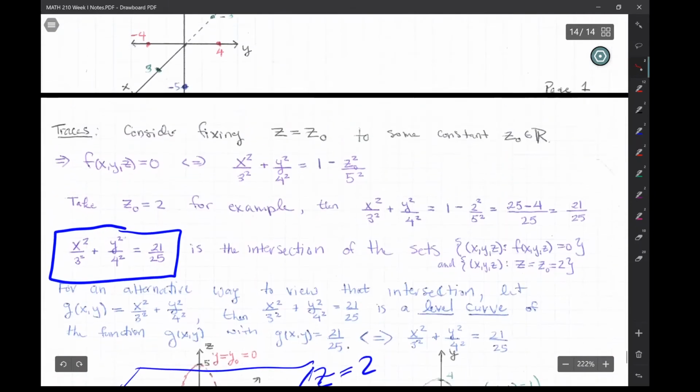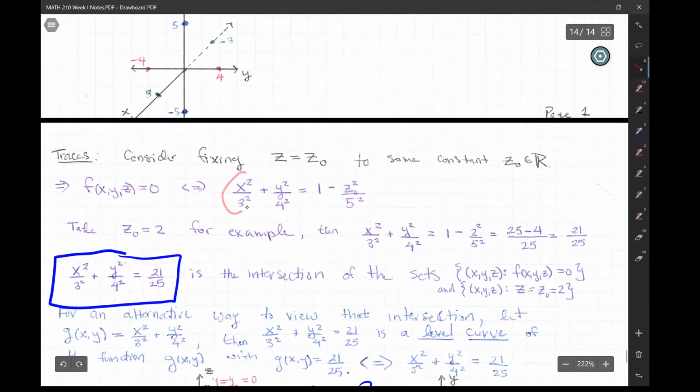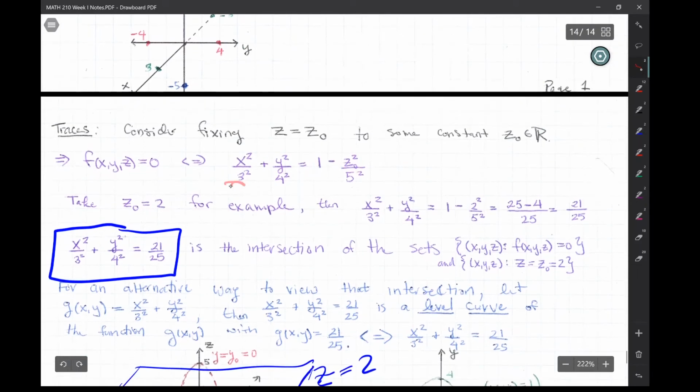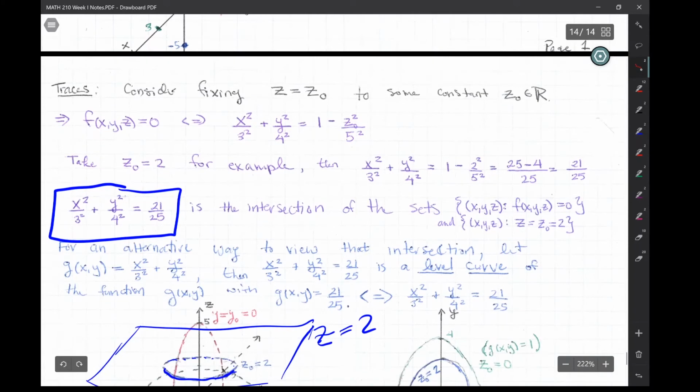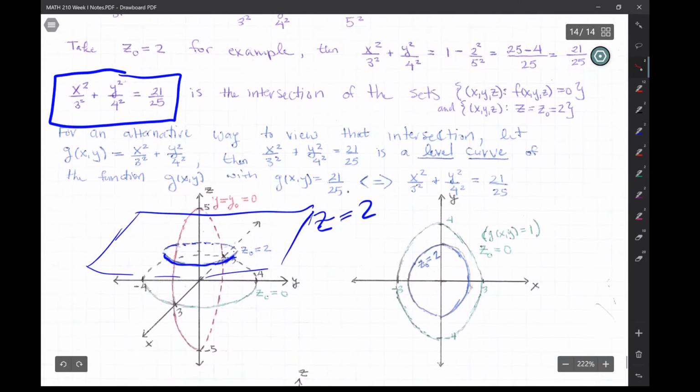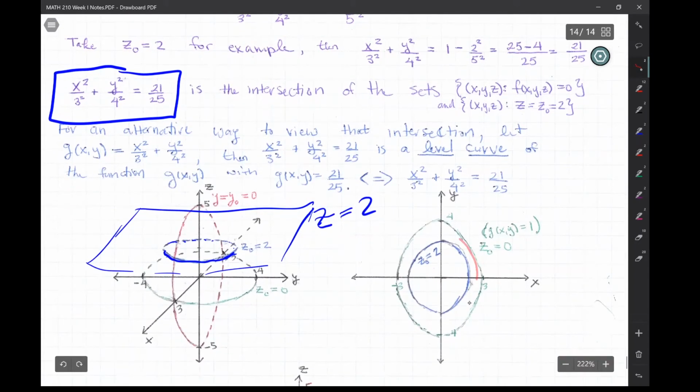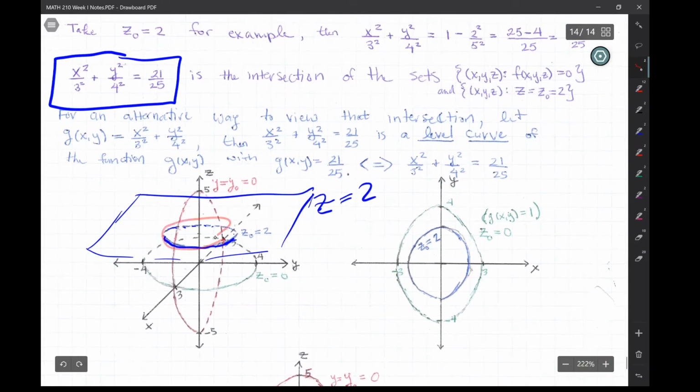If we choose z naught equals 0, what are we going to get? We're going to get x squared over 3 squared plus y squared over 4 squared equals 1, because z naught would be equal to 0. And then you'll get an ellipse with a semi-minor axis of 3 and semi-major axis of 4. You'll get this green curve, okay? And it lives in the xy plane, all right?